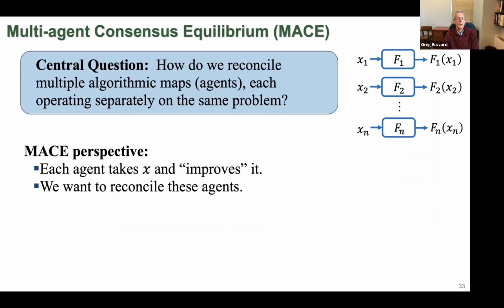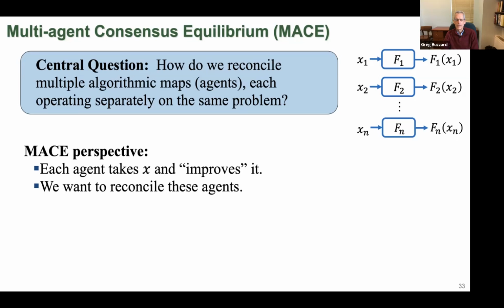Okay, so the central question, if we back out and take a bigger view, is how do you reconcile multiple of these algorithmic agents, each operating separately on the same problem? Each one of these is working possibly on the same full reconstruction, possibly on separate pieces or different representations, and they each have their idea about how to make things better. We want to combine the action of all of these into a single problem formulation and result.